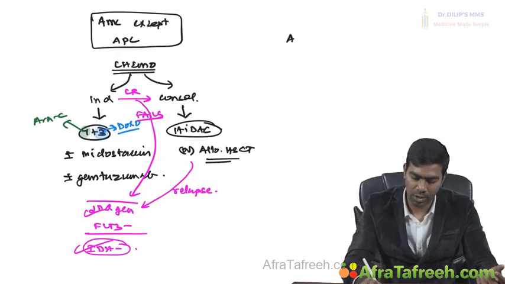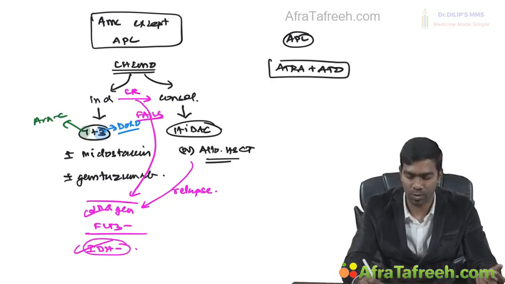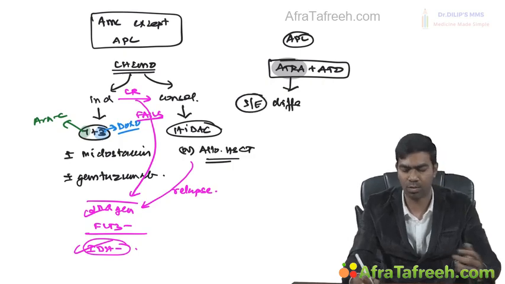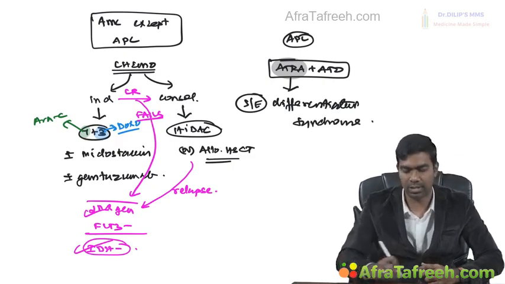Remember, if it is APL, for the exam you remember only the combination of ATRA and ATO, this is what I am going to use, and be aware of ATRA. The moment you start ATRA, you might start to develop something called differentiation syndrome. The important side effect that you have to note for the exam is differentiation syndrome. So this is the nutshell of all which I have told you till now. In the exam, do not forget this, at least minimum.